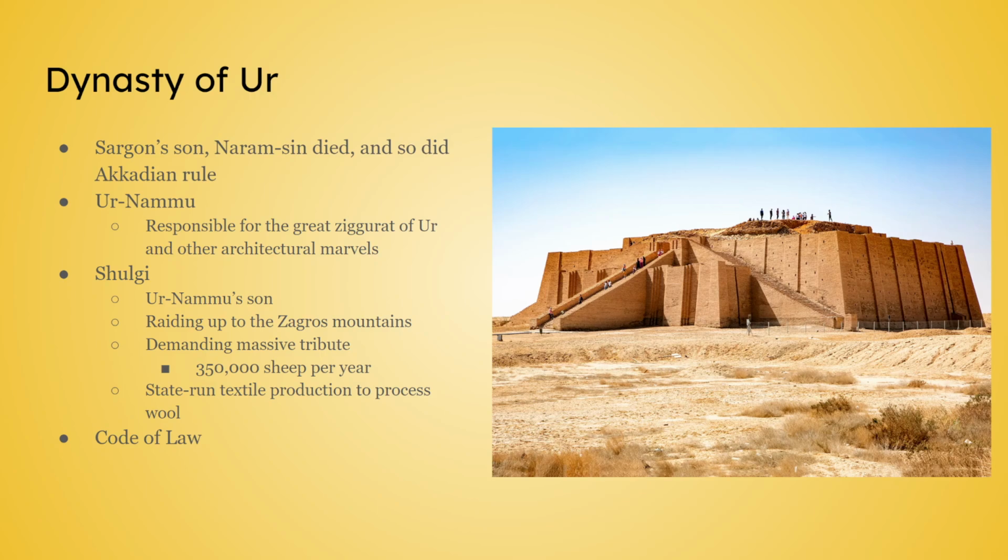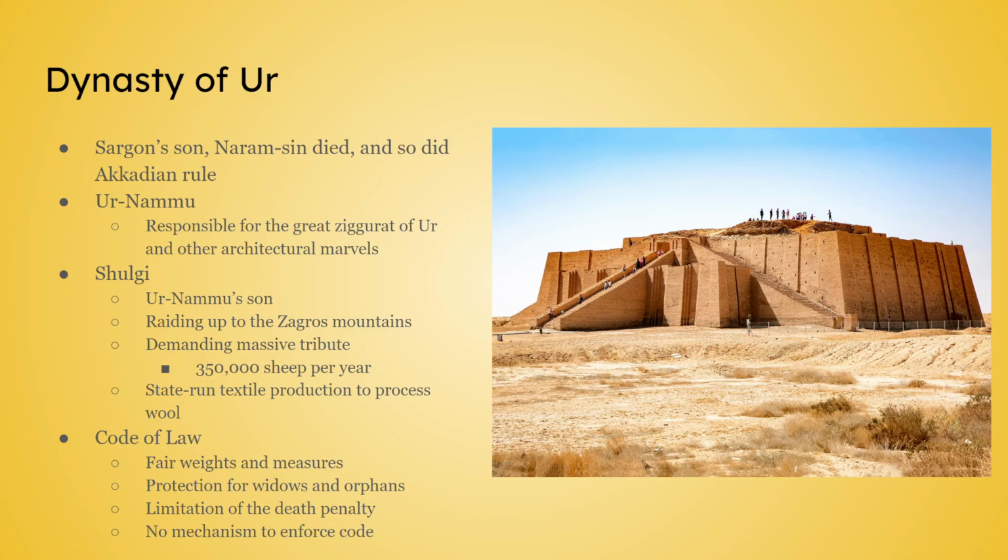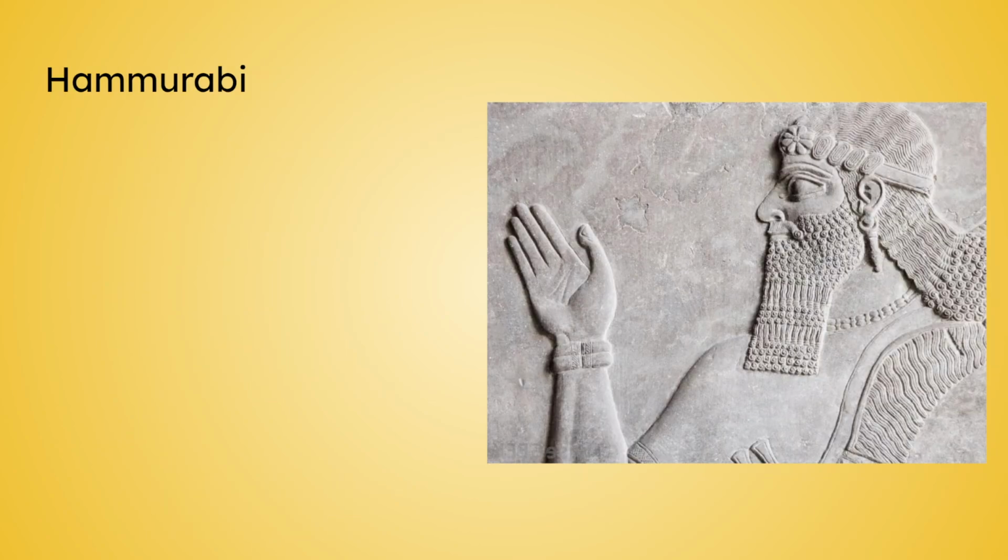So Shulgi created a code of law before Hammurabi, before it was cool. He created fair weights and measures, protection for widows and orphans, limitations on the death penalty, better than Hammurabi, and there was no mechanism to enforce this code. So he created these laws, but couldn't really enforce them. He hadn't figured that part out yet. But Hammurabi did.